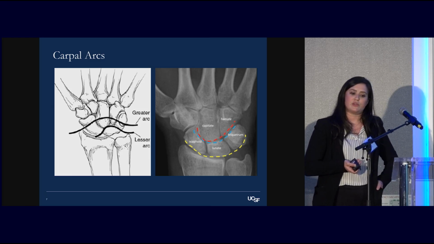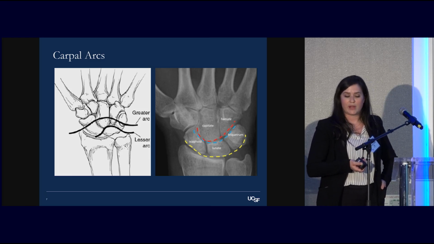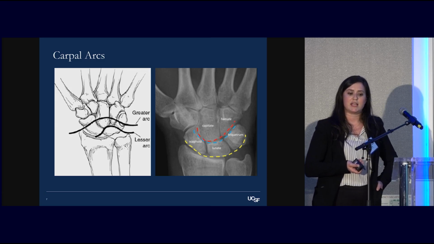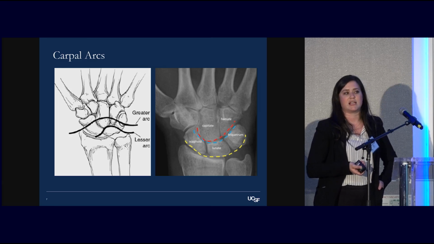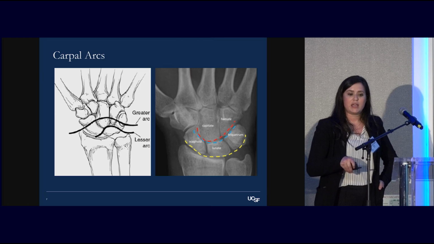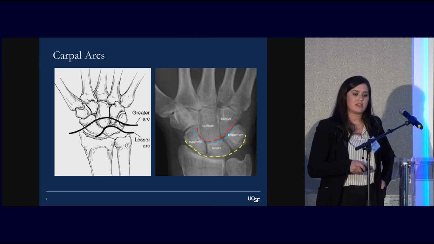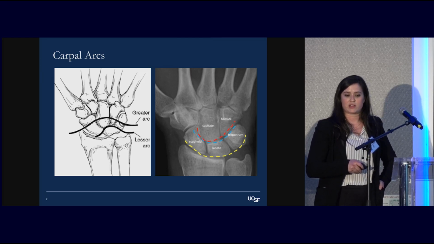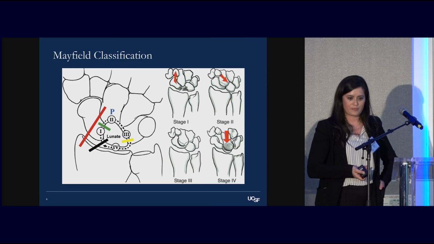But there are 3 Gilula's lines, and so when you're looking at radiology imaging of these injuries, you want to make sure that you're assessing and ensuring that the Gilula's lines are intact. The most proximal is that of the proximal row. It then goes to the blue line that you can see there, which is the distal aspect of the proximal row. And the red line is the third Gilula's line, which is the proximal aspect of the distal row.